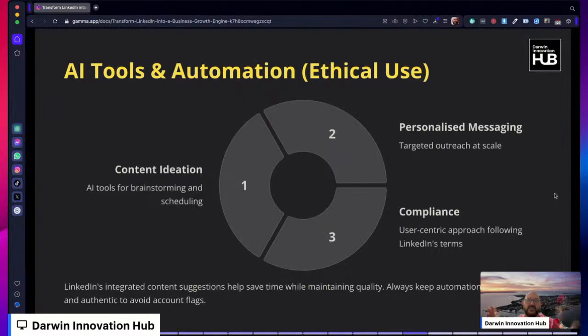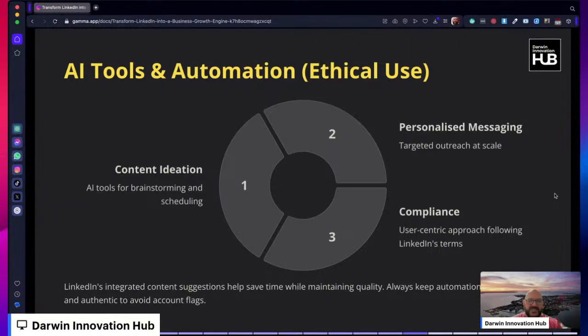AI tools, don't copy and paste. The integrated content suggestions are great. I don't think necessarily LinkedIn is really looking at helping you to create content from scratch, although there are some tools that are looking like they might be heading down that path, at least on the text side. Use AI tools, I do, for brainstorming and scheduling. By all means, do that for research, for fact checking, all that kind of thing. I even use Midjourney for creating some of the images that I use.